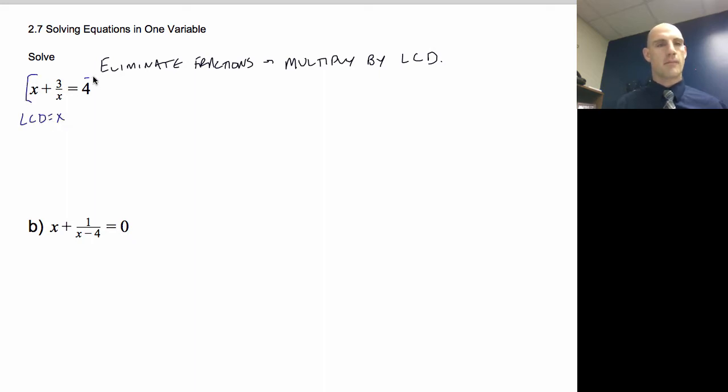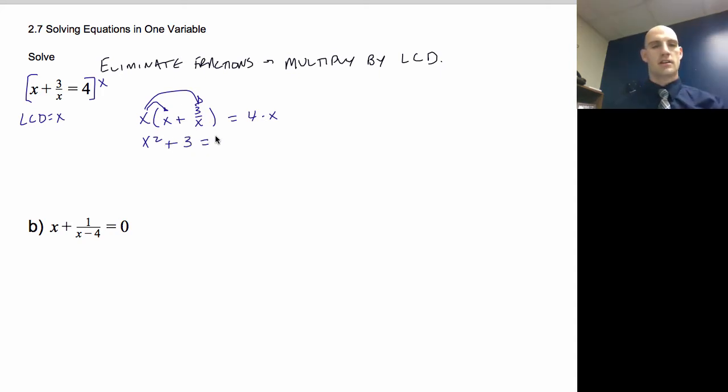So what I'm going to do is multiply both sides of this equation by x. And so I'm going to have x times x plus 3 over x equals 4 times x. When I distribute this in, I've got x squared, and then multiplying by an x is going to give me just 3, and then that's going to be equal to 4x. Well, when I do that, notice what I've got here. I've got a quadratic. I've got an x squared, I've got an x, and I've got a 3, so I'm going to do some rearranging. Subtract 4x from both sides. So I'll have x squared minus 4x plus 3 equals 0.